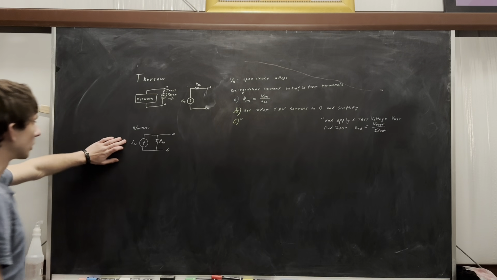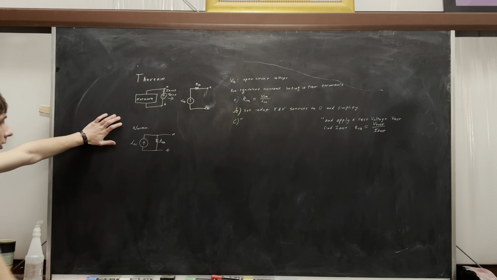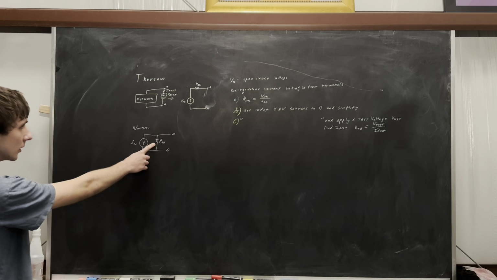We also talked about Norton equivalents. They're just a source transformation of a Thevenin. You have I short circuit as your source in parallel with R-Thevenin.